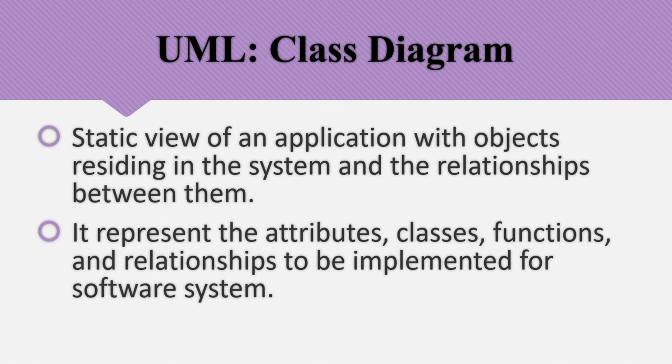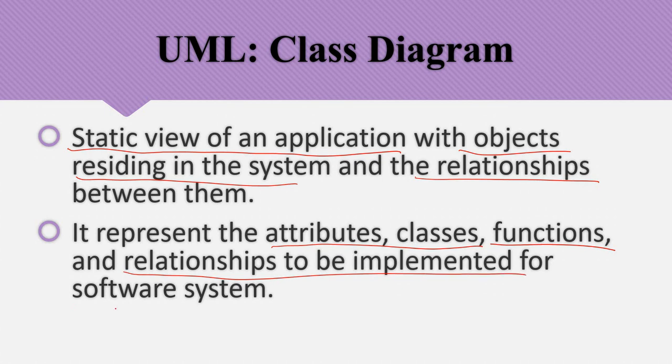So here is a definition for the class diagram. The class diagram provides a static view of an application in the form of objects residing in the system, and it also represents the relationships between them, so different objects and their relationships. It represents the attributes, classes, functions and relationships to be implemented for the software system. As you can judge by this much detailed information, you can directly convert the classes of the class diagram to the implementation, to the code.